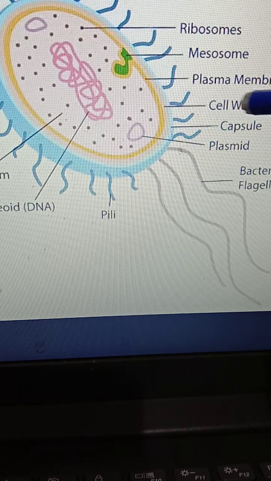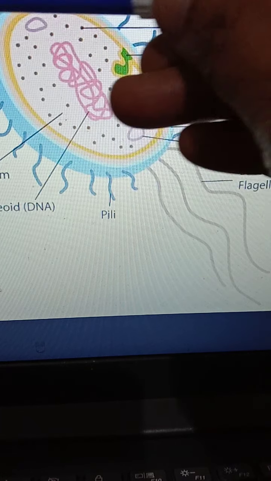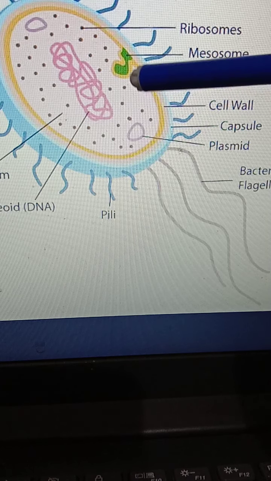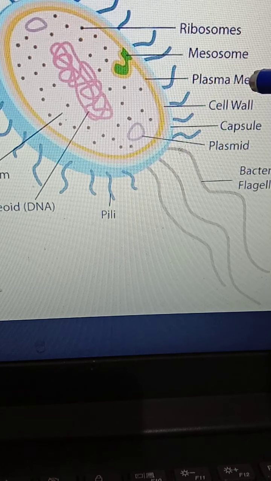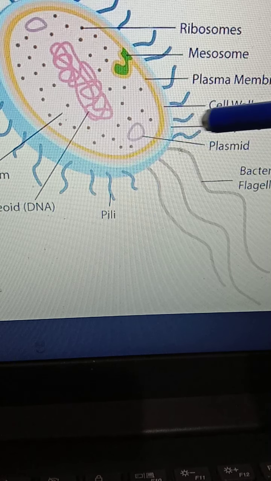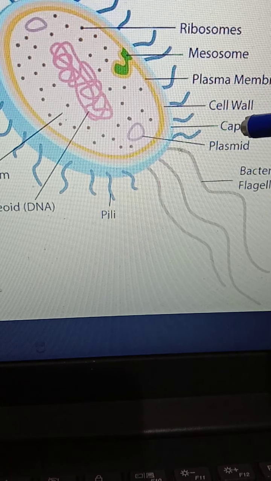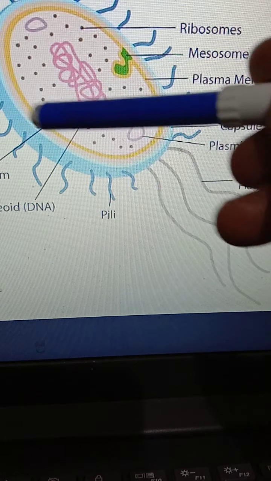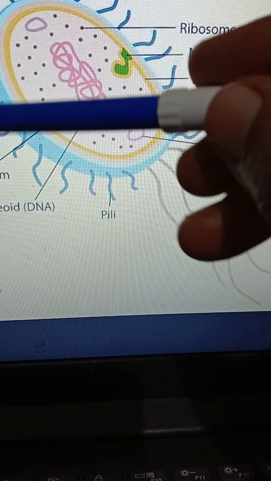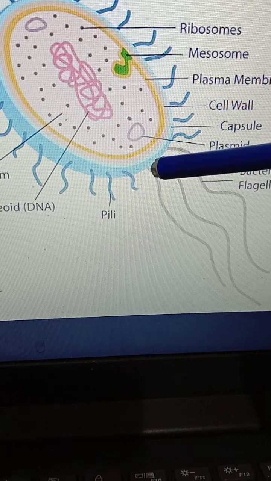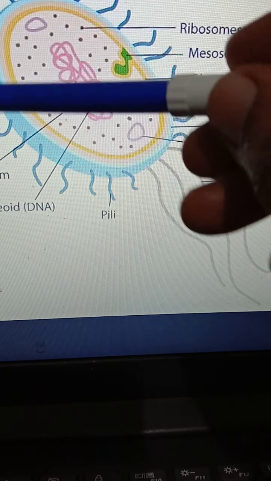You know that all living cells are bounded by the plasma membrane. Here the prokaryotic cells also have a plasma membrane as an outer boundary, and outside the plasma membrane they have the cell wall. Sometimes it also has the capsule. A prokaryotic cell is bounded by a plasma membrane, which in turn is covered by a cell wall, which in turn is covered by this particular capsule. This is regarding the outer features.